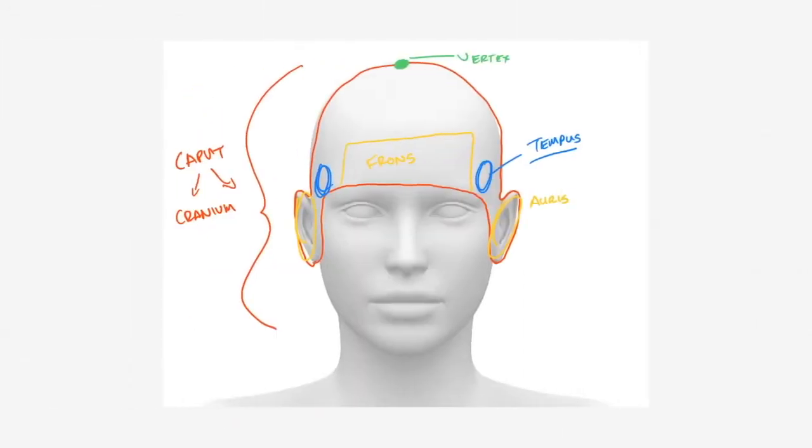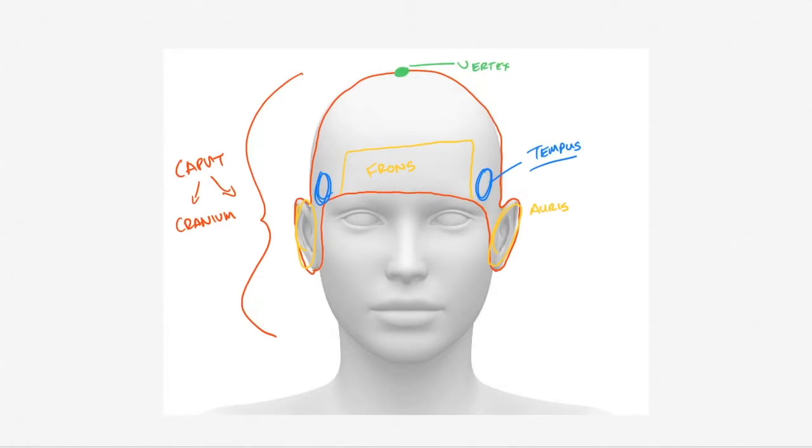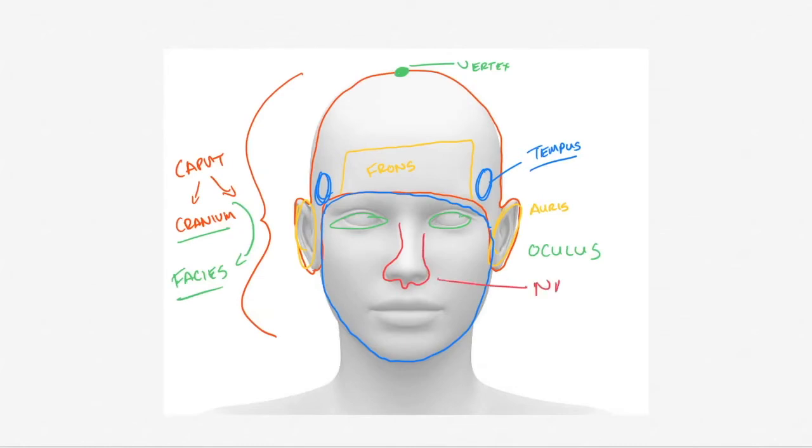But we have to go back because there's one extra region that divides the caput into two separate categories. So I already mentioned the cranium, and the second region is called facies. Now this word sounds awfully a lot like face, and it is. It's all this region right here. This is the facies. The facies has two regions right here called oculus, which means eyes. You have nasus, which means nose. You have your mouth, which is os in Latin.